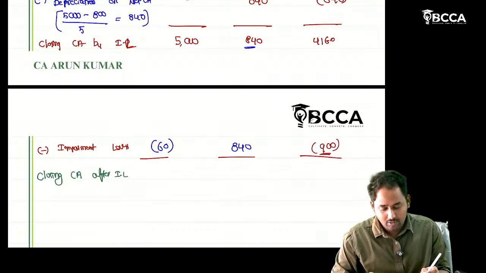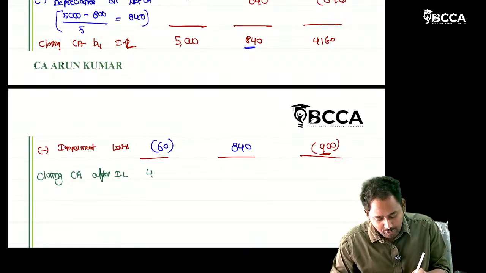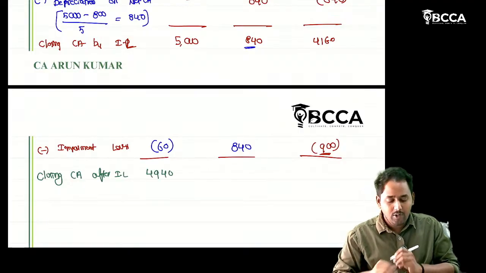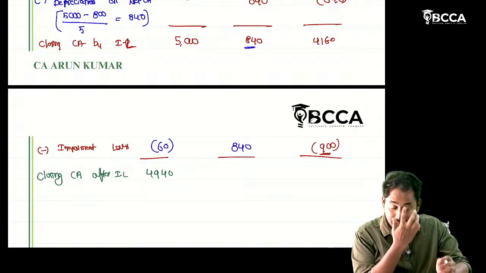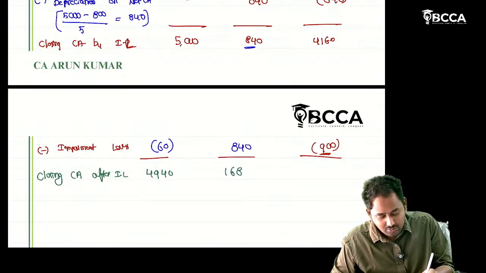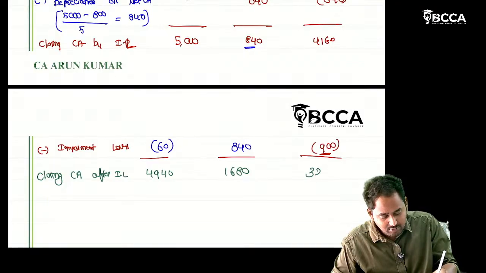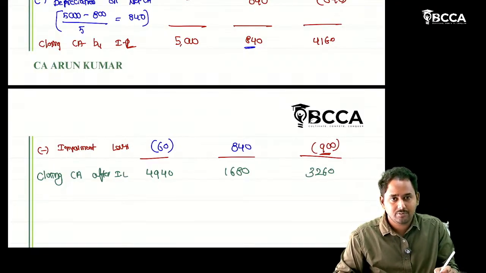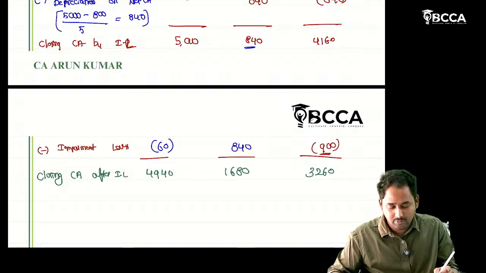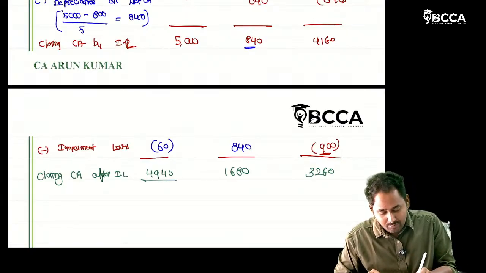After impairment loss, 5000 minus 60, how much? 4940. What is the accumulated depreciation? 1680. Super. And the balancing figure is 4940 minus 1680 equal to 3260. Or 4160 minus 900. 3260 is the closing carrying amount after the impairment loss.